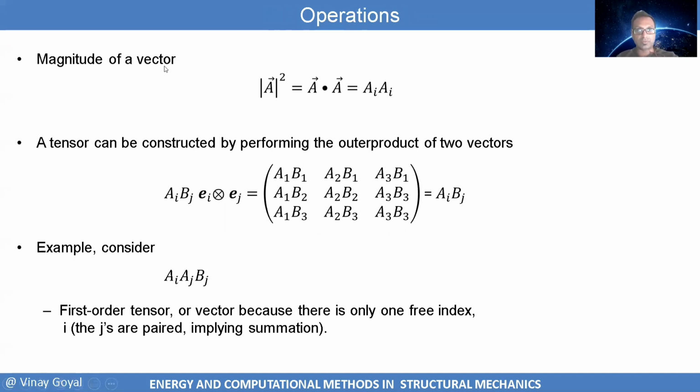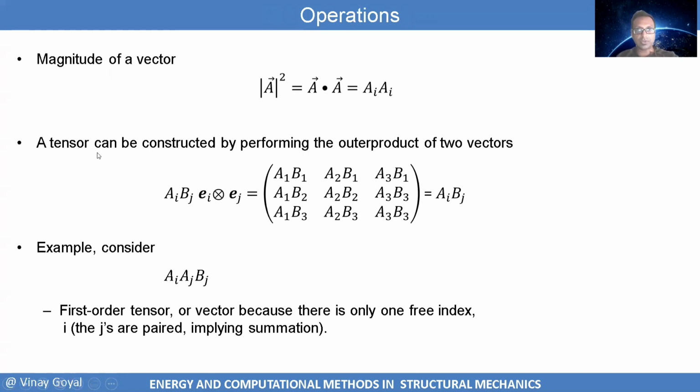Let's look at the magnitude of a vector. The magnitude of a vector A hat squared. So you have A hat, and you're looking at the magnitude of this squared. That's A dot A. So that's A_i A_i.